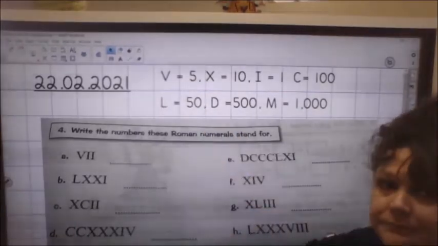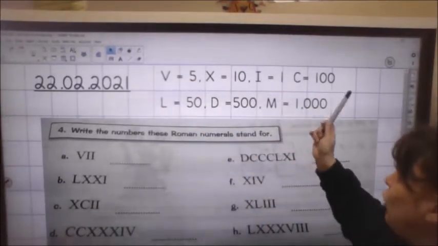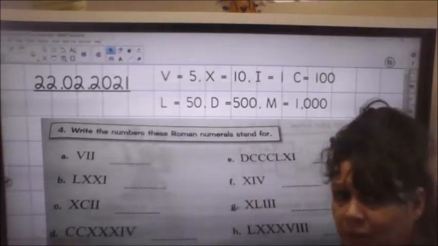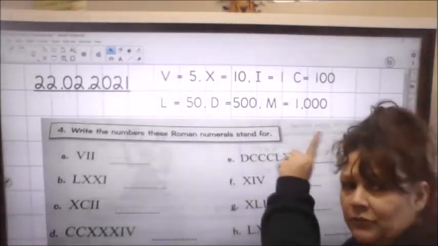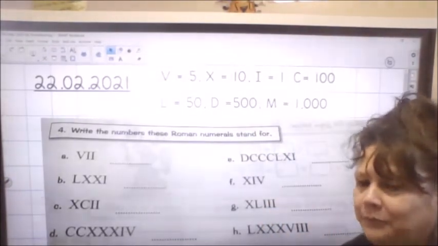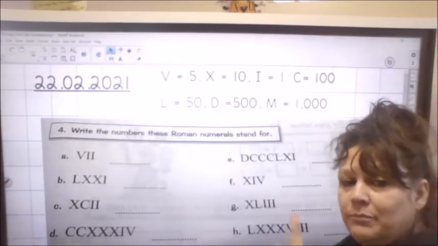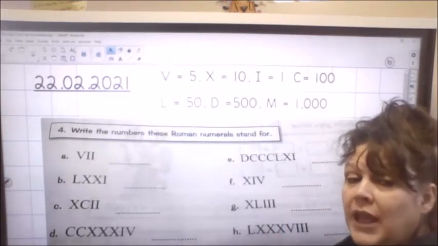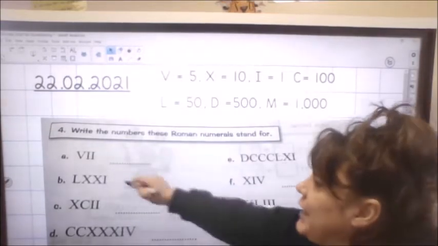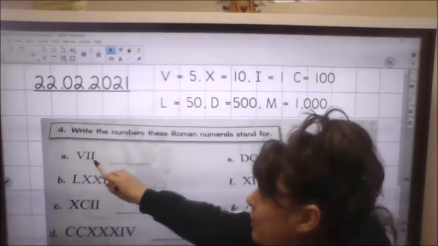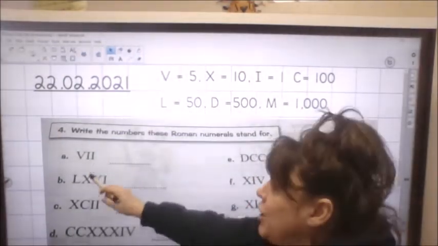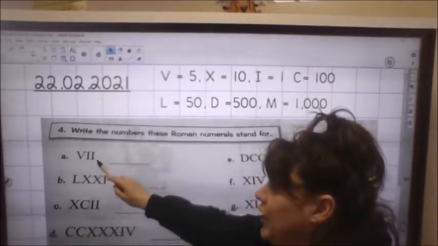So V equals 5, X equals 10, I equals 1, C equals 100, L equals 50, D equals 500, and M is 1,000. Not only do you need to know the value, but you need to know two little tricks of the trade. So when we have a smaller value Roman numeral after a larger value, we add. So here we've got 5, but the two I's afterwards are both equal to 1. So we've got 5 add 1 add 1.